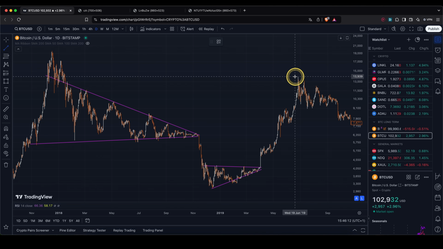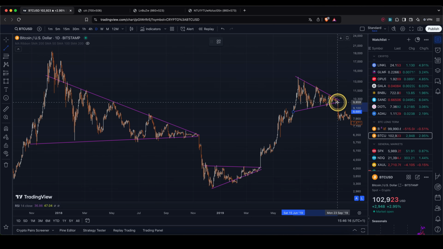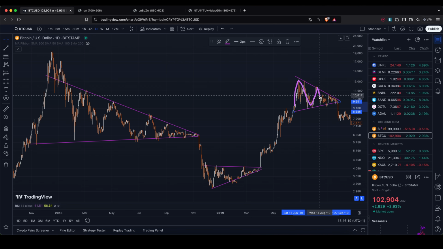And of course, we can draw another triangle. Let's go in here. For example, this is more like a symmetrical triangle maybe. We can see as well here the price got squeezed together and then broke out of this triangle to the downside in this case.